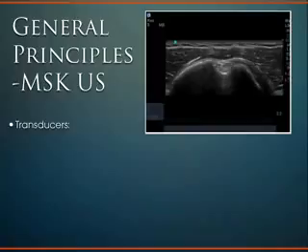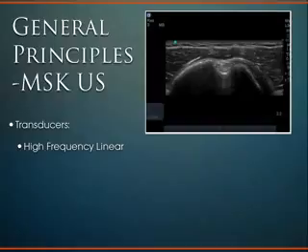So some general principles. We all learn about the different transducers that are used with ultrasound, linear, curvilinear, and the different frequencies. With musculoskeletal ultrasound, you need the high-frequency linear transducer for a couple reasons. The high frequency gives you better resolution but less penetrance, and lower frequencies give you more penetrance but less resolution. So with musculoskeletal, we're dealing with a lot of superficial structures.